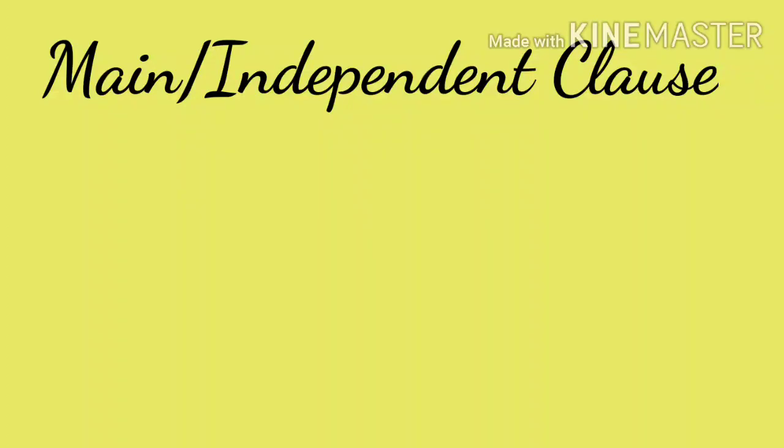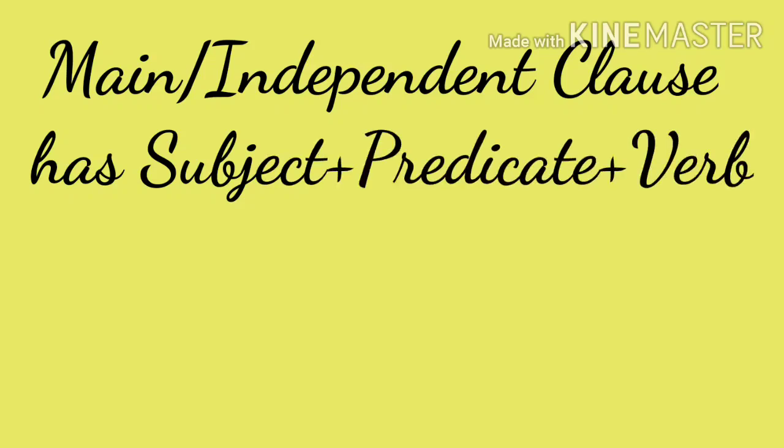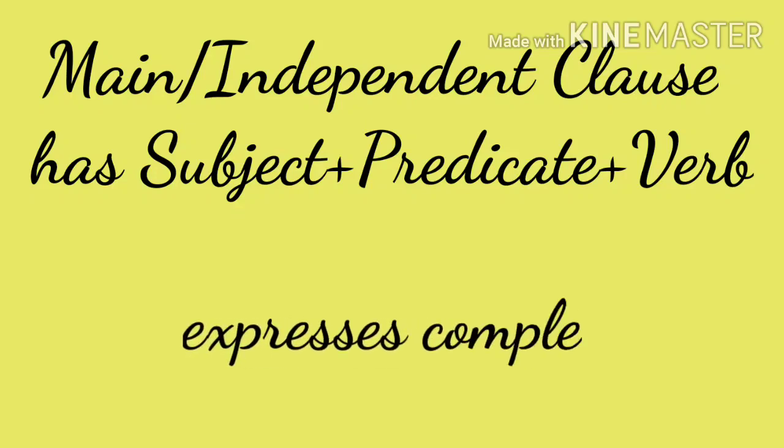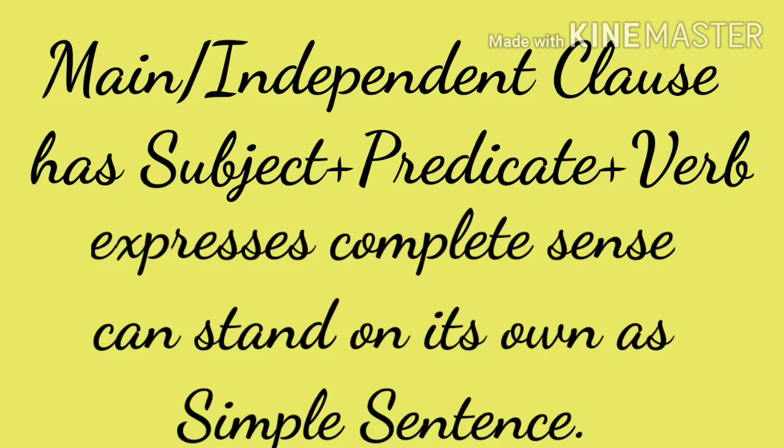So let us understand what is an independent clause or your main clause. An independent clause has a subject, predicate, and of course in the predicate we find the verb. So the main or the independent clause has both subject and predicate, which includes the verb also. And apart from that, the main clause or the independent clause expresses complete sense and can stand on its own as simple sentence. Okay, that is why it is called independent clause. It does not depend on any other clause.